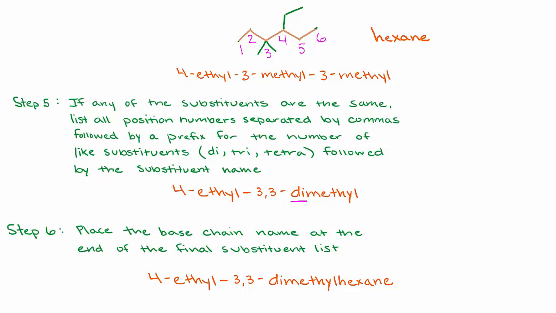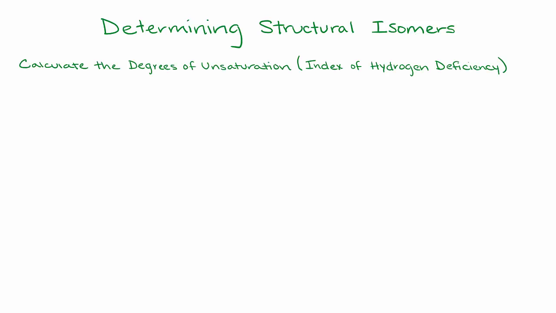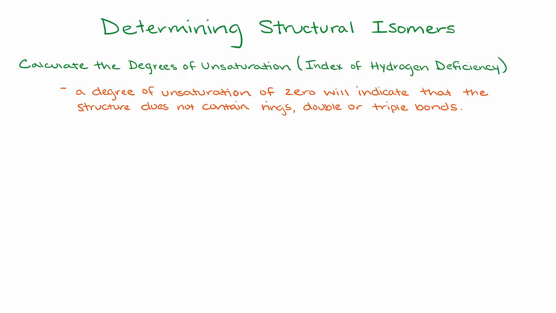If we do not know which structural isomers are available, we can also determine their structures. A good first step for drawing any organic structure is to calculate the degrees of unsaturation, sometimes referred to as the index of hydrogen deficiency. A degree of unsaturation of 0 will indicate that all of the isomers of that structure will not contain rings, double bonds, or triple bonds.